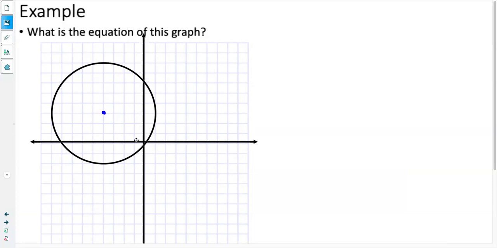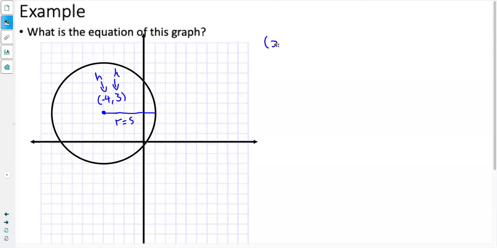Now, look at this. We've got an x value of -4 here, and a y value of 3 here. So this is our h value, and this is our k value. And then we want our radius. If I go just horizontal, I've got 1, 2, 3, 4, 5. So our radius is 5 in this case.